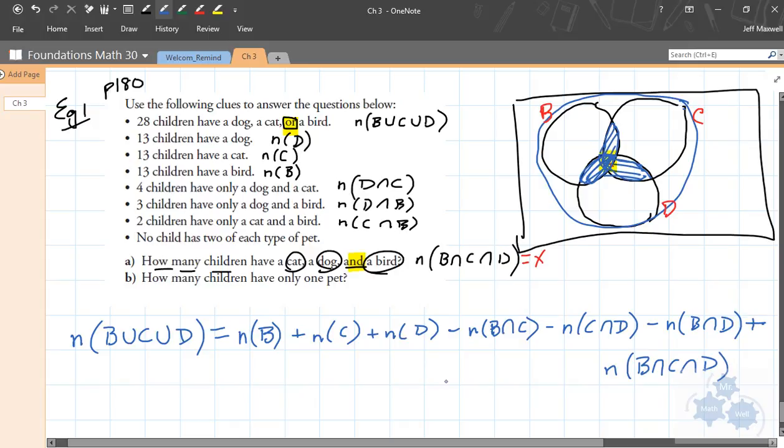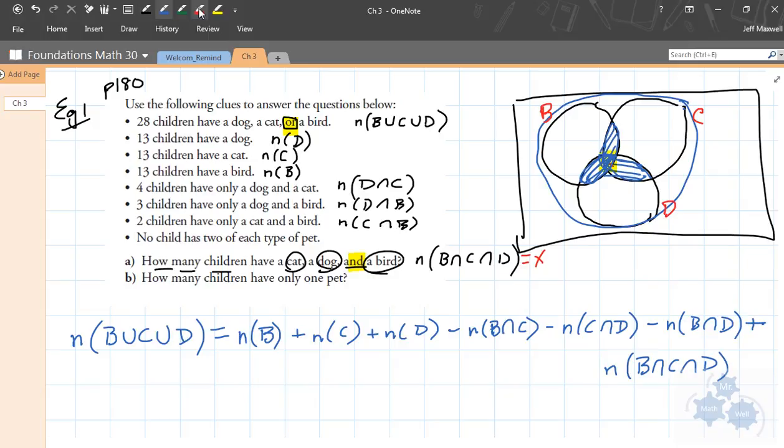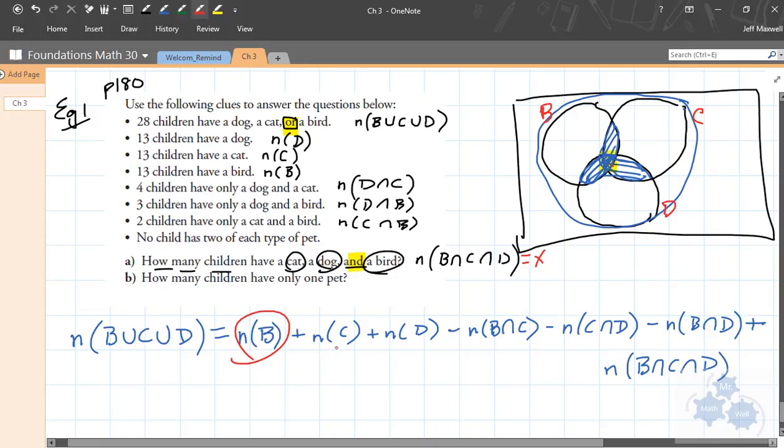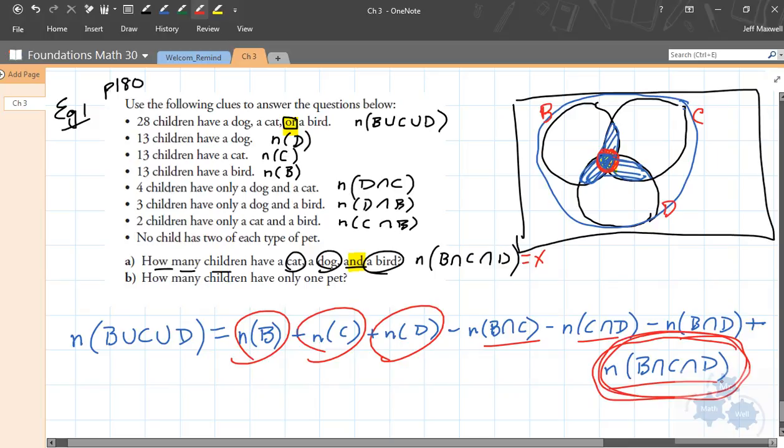Okay. Any questions about that? I know that's maybe a bit complicated, but let's think about it again. We've got all the B's, all the C's, and all the D's. Let's take away the double counting between each of the three sets, but we have to add back in that innermost set. And actually, this is what we're going to be solving for. So we have to rearrange this equation now.